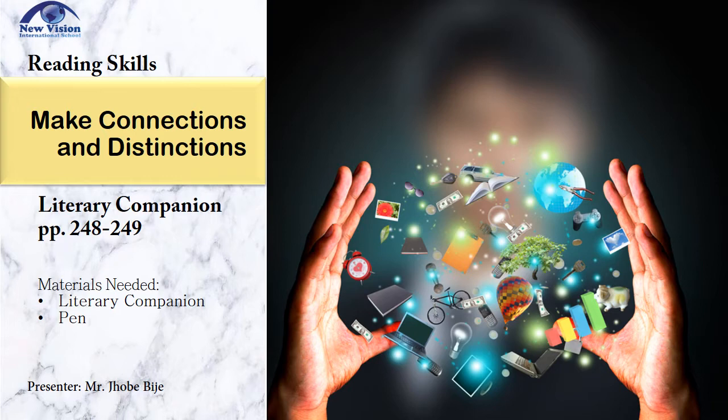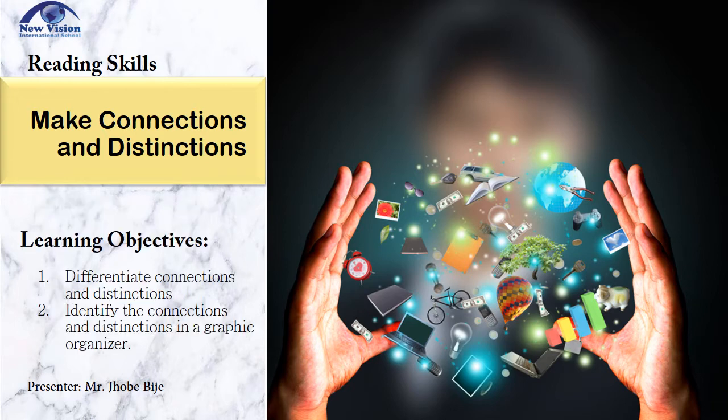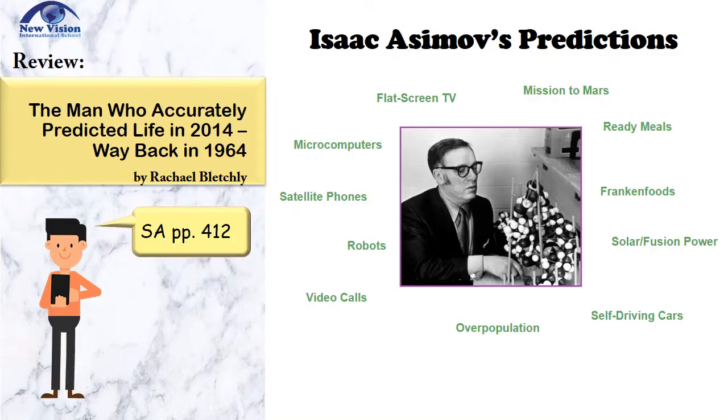Please prepare your literary companion and turn it on page 248 as we start. Our learning objectives are, first, differentiate connections and distinctions. Second, identify the connections and distinctions in a graphic organizer. But before we continue, let's review yesterday's lesson.